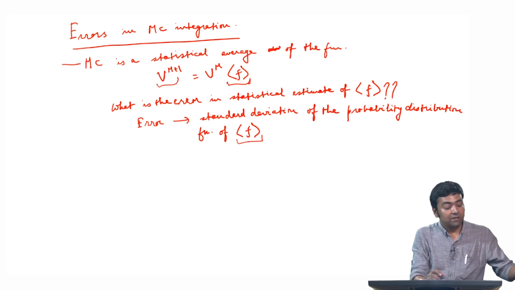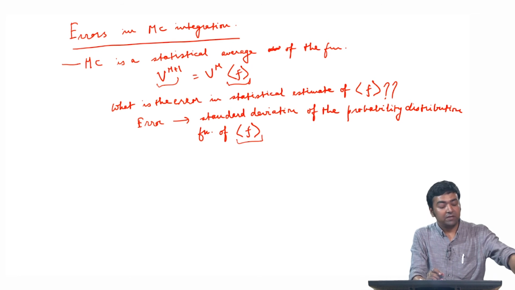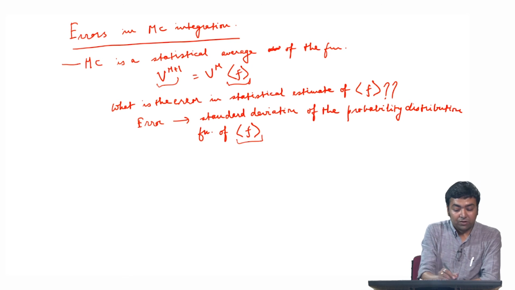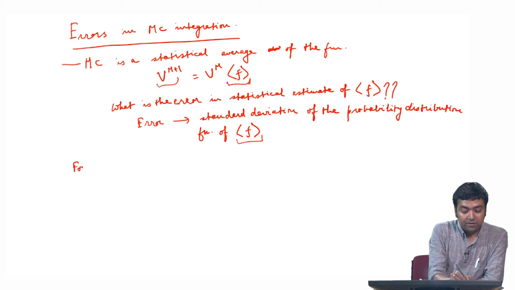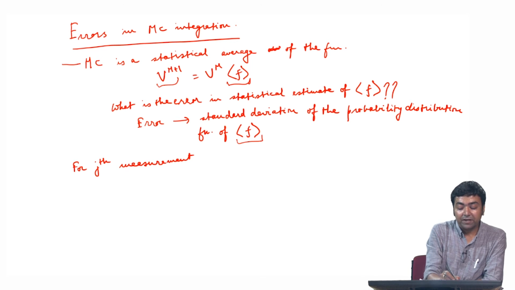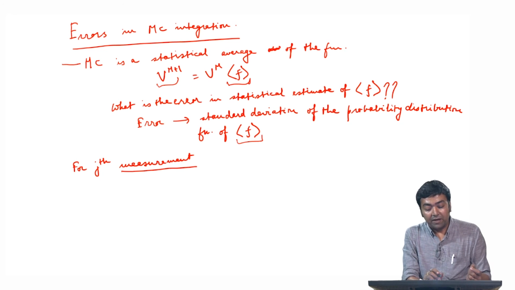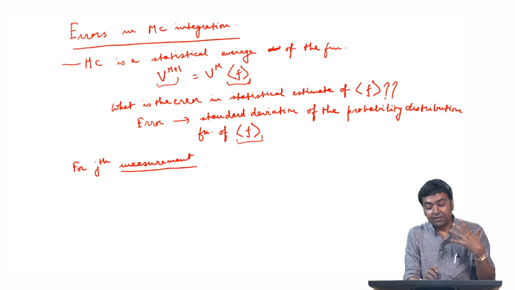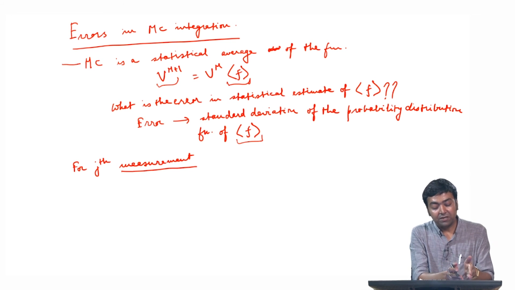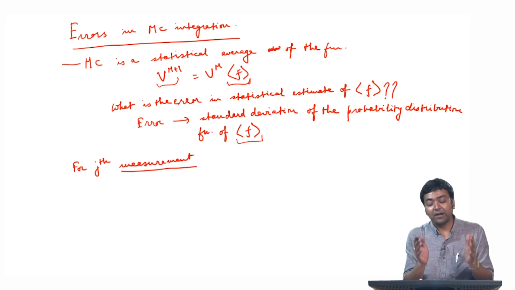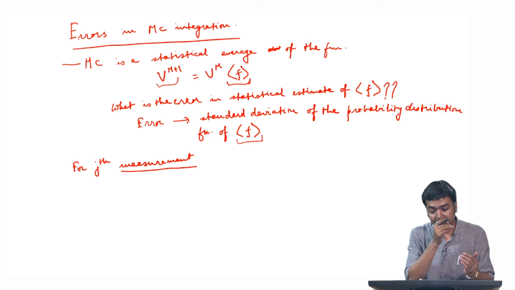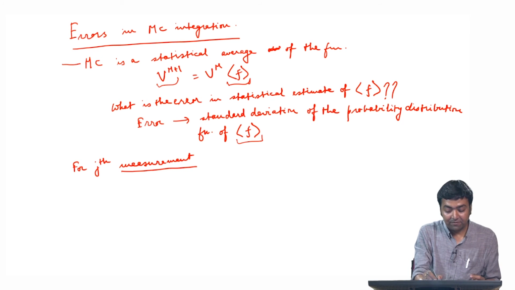So, mathematically the way you will represent it is in the following way. Suppose for the jth measurement, and when I say measurement, remember what I am talking about is that each time, for each jth measurement, I use a set of random numbers which are completely different from say the j minus 1th measurement, and I compute the average value of the integral.